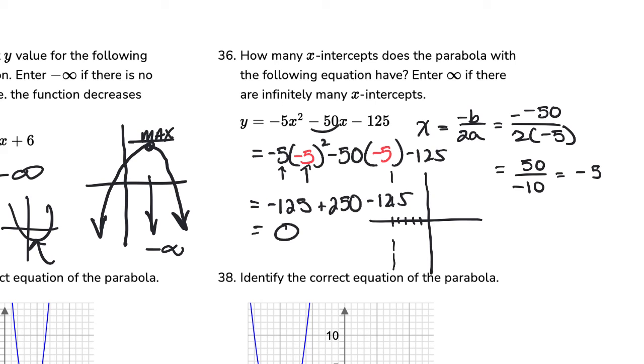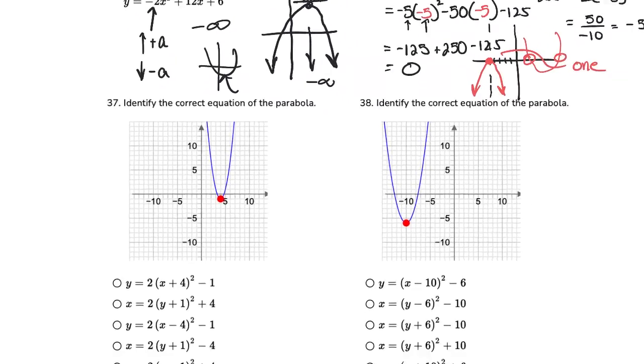So this parabola hits the x-axis right there. It opens down because the a is negative. So how many x-intercepts does it have? Well, it has 1. Okay, had it crossed it in 2 spots, we'd say 2. But it doesn't, only hits it in that 1 spot.